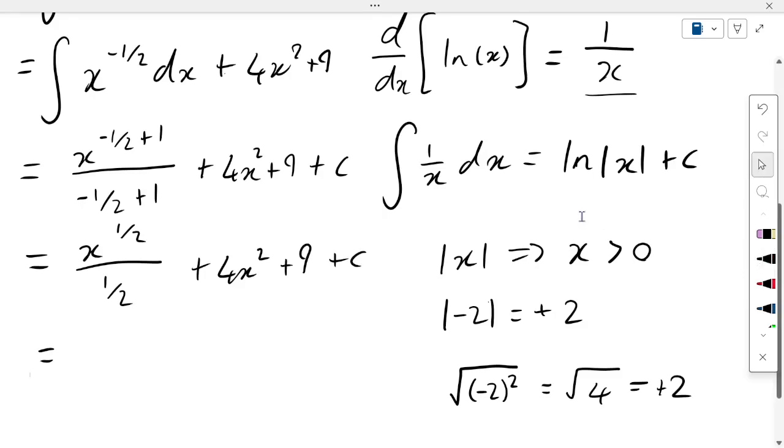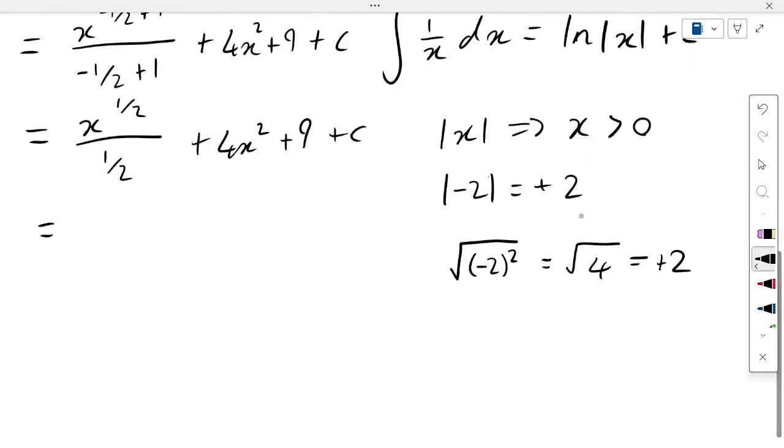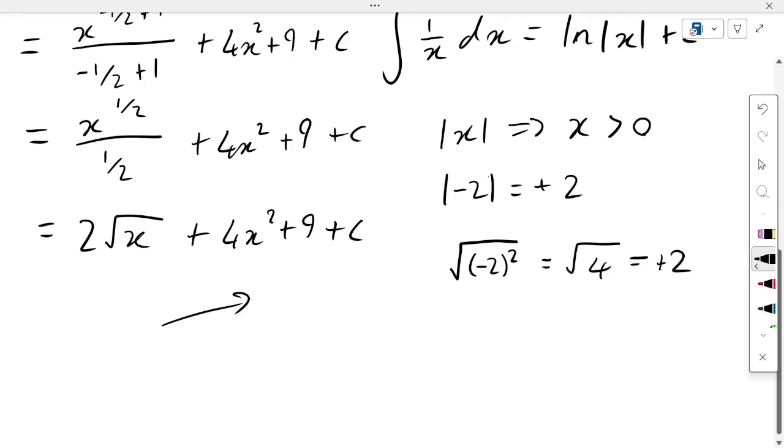This is going to be equal to, we simplify. Now, what do we note here? Where it's x divided by a half, we're going to actually multiply it by 2 instead. So it's going to be 2x raised to the power of a half. But remember, if you're raising something to the power of a half, it's actually the square root. So 2 multiplied by the square root of x, plus 4x squared plus 9 plus c. There's our final answer. So that is indefinite integrals.